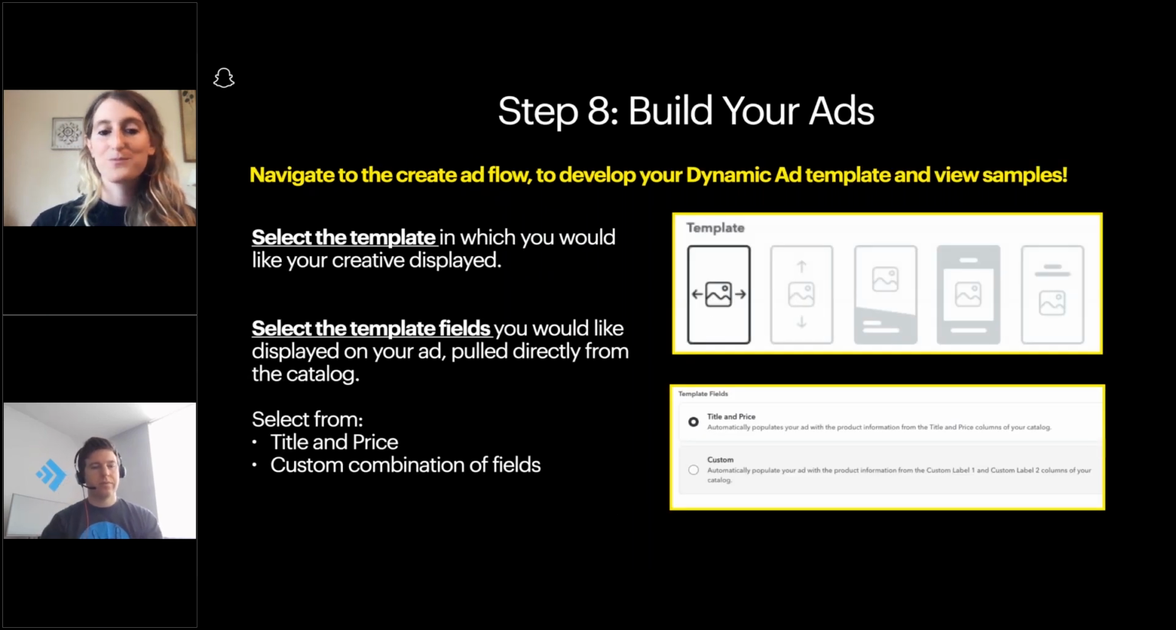Last but not least, we have the final step, which is to build out your ads. This is the easiest part. First, you would select the template that you would like your creative to be displayed in. You can toggle between 5 available templates to see which one fits your brand and imagery the best. You can also create 5 ads, each with a different template, and have our system optimize towards the best performing template for you. Next, you would select the template fields that will be displayed on the ad. These fields are pulled directly from your catalog for each product. Fields such as title and price, or any custom combination, can be used to present the right messaging on the ad. At this time, we can accept any 2 fields from your catalog and you can really vary your messaging there.